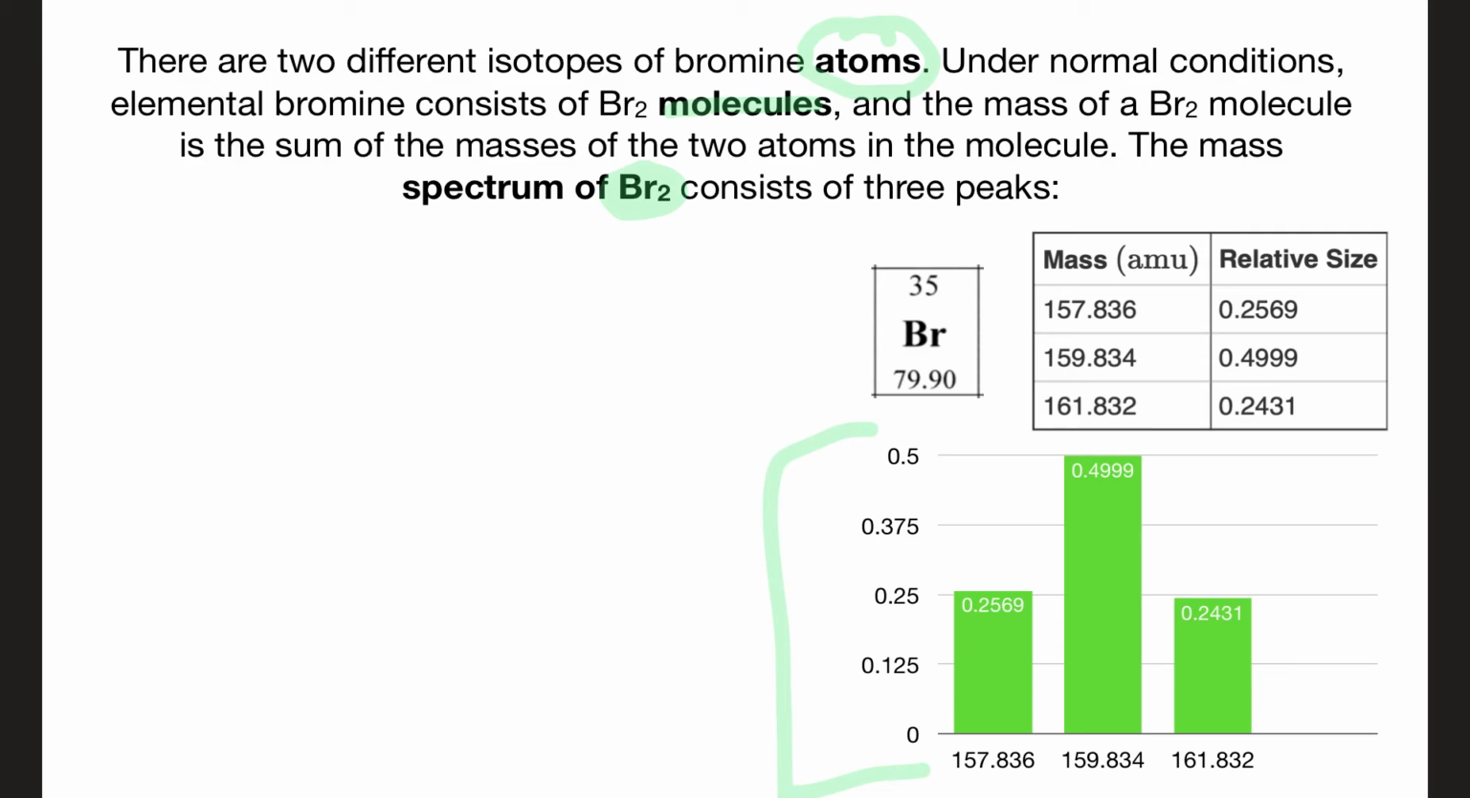We are also told in this problem that there are two isotopes of bromine atoms. So I'm going to call them atom A and atom B. Well, if Br2 is two atoms of bromine, how many different combinations can I get from two isotopes? Well, I could have A and A. I could have B and B, or I could have A and B. And each of those would have a unique mass. And that is where the three different peaks are coming from in the mass spectrum of Br2.